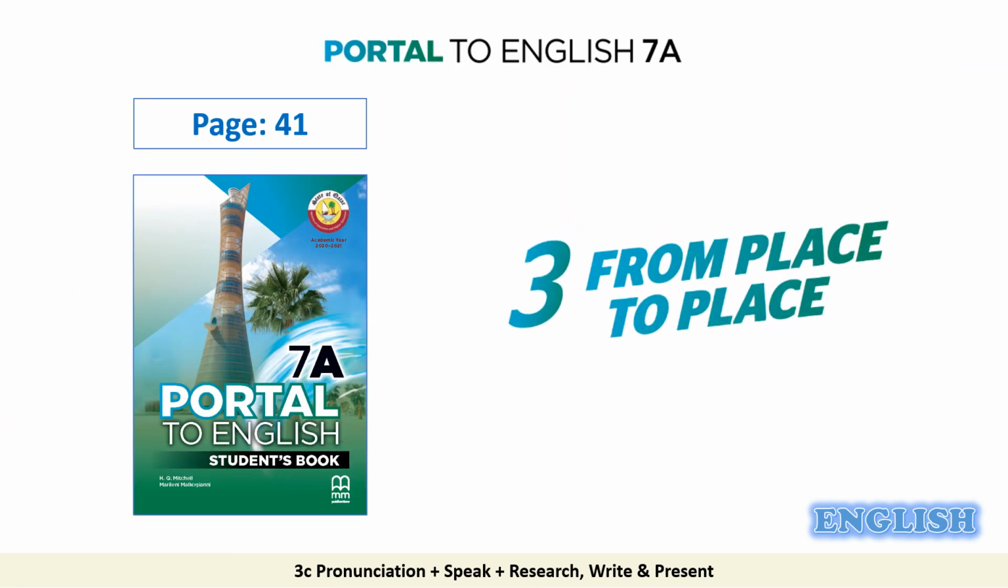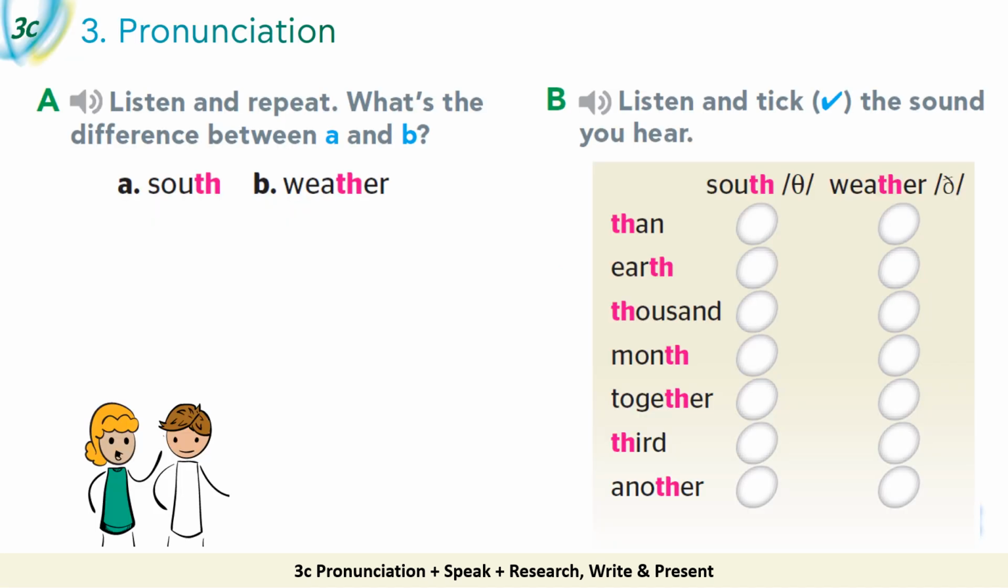Today we will use the student book. So open the student book and turn to page 41. Let's start with activity 3, pronunciation. Let's listen to the audio together and tell the difference between the two sounds.